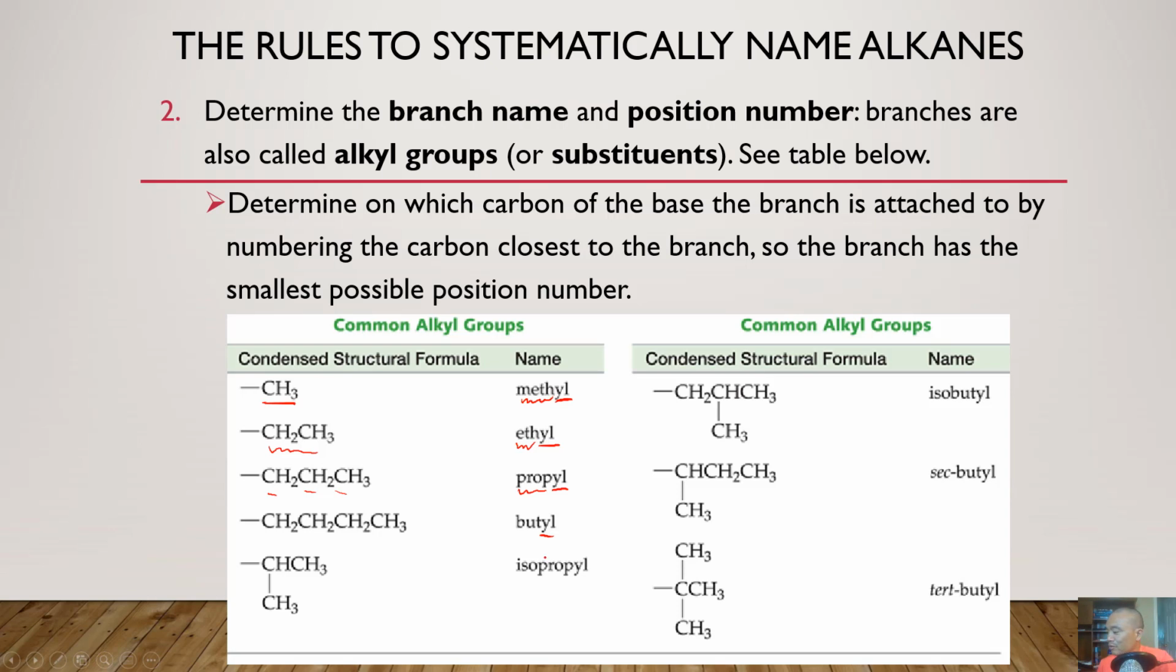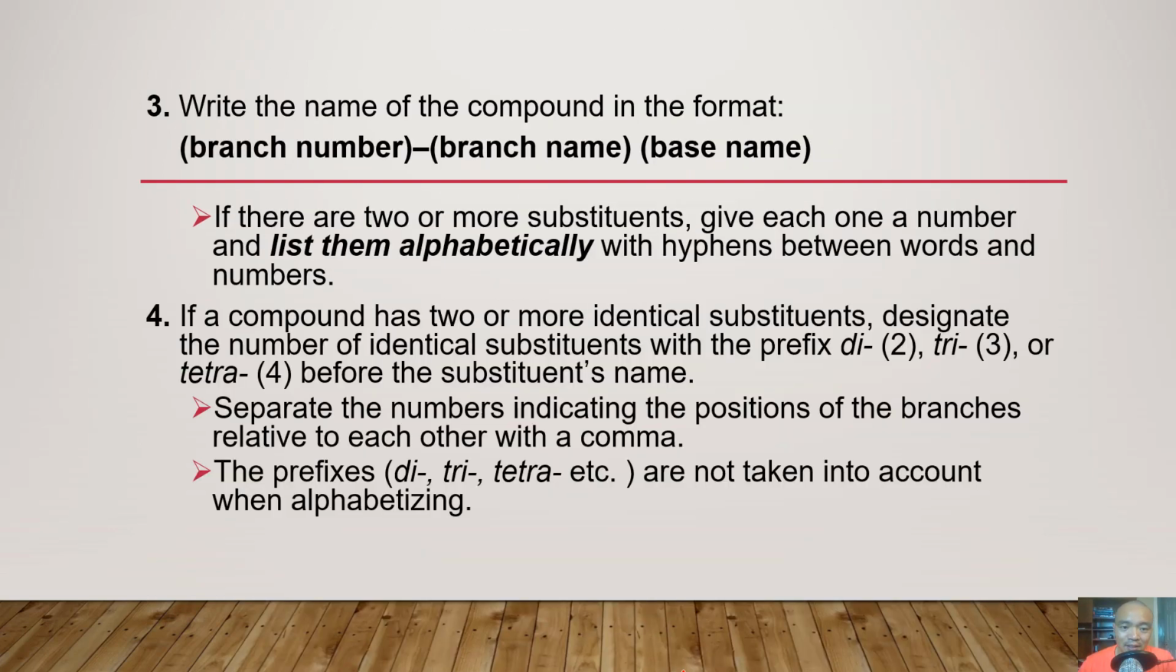Okay, you also have some names like isopropyl. Propyl means 3, but iso we use to refer to the specific structure. And for example, tert-butyl, or you can simply call this t-butyl group. T-butyl group has 4 carbons, 1, 2, 3, 4, but it's structured in this specific way, right? Step 3, you write the name of the compound in this format. You write the branch number or branch position first, then you write the branch name. In the end, you write the base name.